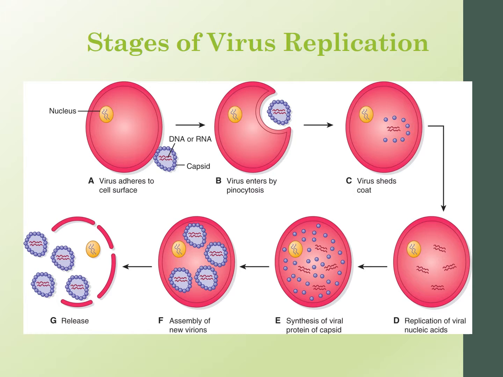So this shows you the stages of virus replication. So you can see the virus adheres to the cell surface. It's going to then enter that host cell. The virus sheds its coat. It begins the replication of viral nucleic acids, synthesizing proteins, and then producing more virions, or more virus, that then get released out to the body and then are going to go to more host cells and infect them.